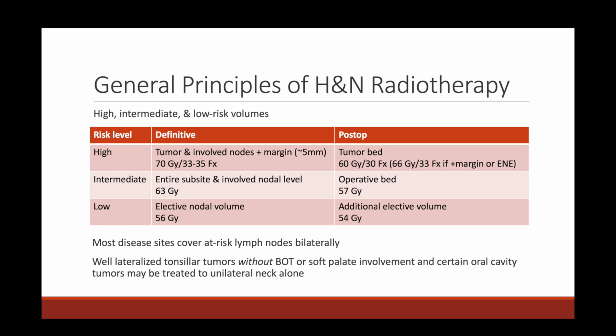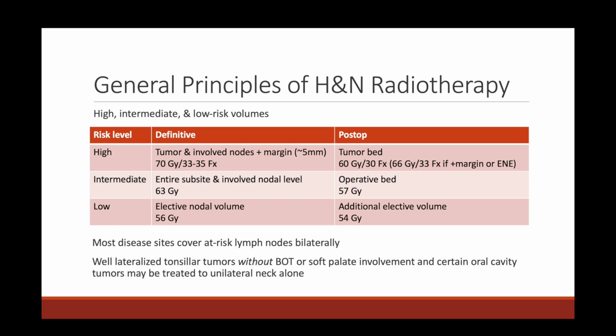Also, if that node is large enough on the right side, we might consider electively including levels 1B and 5 on the right-hand side, because remember, those are the adjacent levels that sit just anterior and posterior to level 2. So we would probably consider including level 1B and 5 as well in our low dose volume because those are kind of adjacent. So that's just an example of high, intermediate, and low risk volumes for an example case in the setting of definitive radiation for an oropharyngeal cancer that originated in the base of tongue.